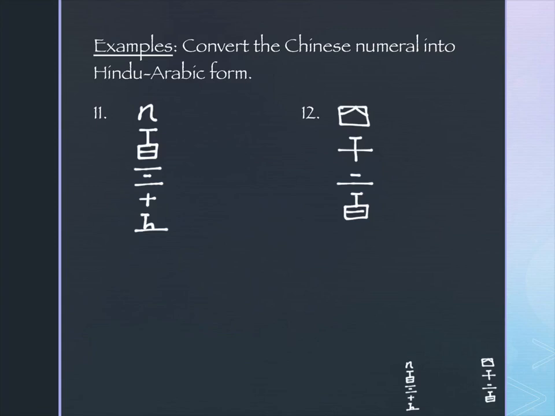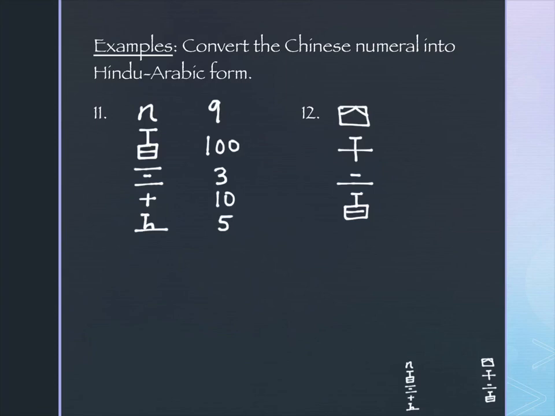So we're going to do the same thing we did with the other systems. We're going to write the value that the symbol represents next to it. The first symbol is 9. The TNT bomb is 100. The 3 lines is a 3. The plus sign is a 10. And the H is a 5. Okay, everybody good so far?